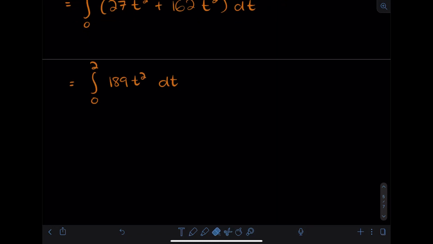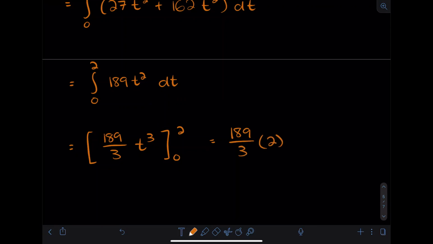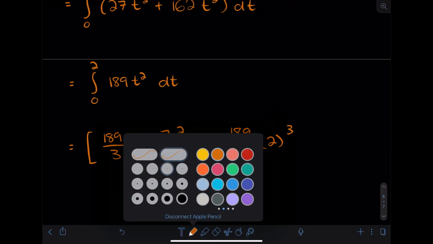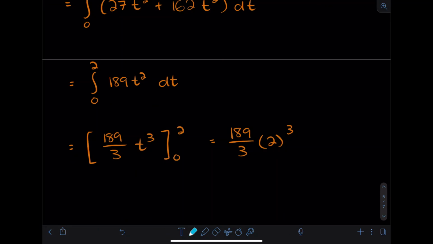So we will get 189 divided by 3 t cubed. And that's going from 0 to 2. Let's work that out. So we don't need to worry about the 0 part because that will go away. So we'll just do the first part, 189 over 3 t cubed. And so now we could work out the number here, but we don't really need to right now.